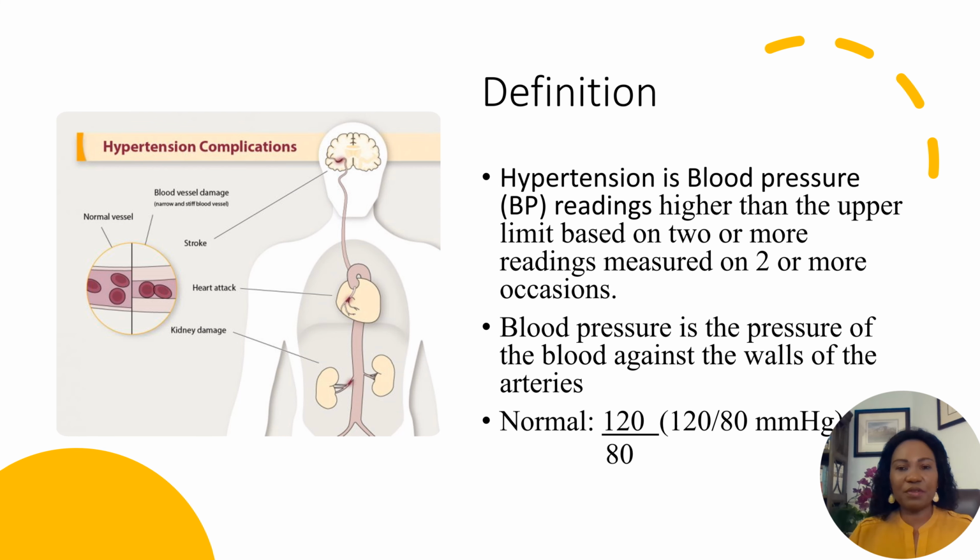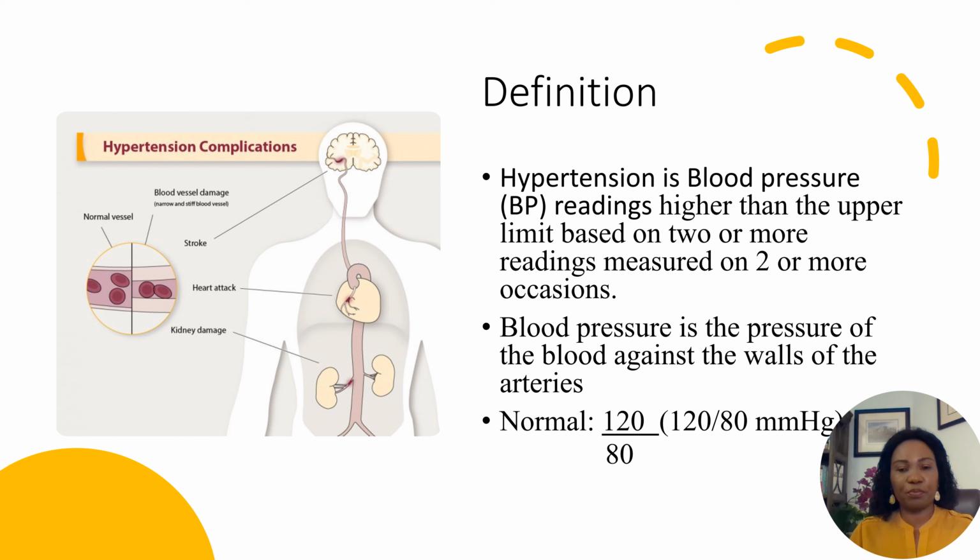All right, we're beginning with the definition of hypertension. Hypertension is blood pressure readings which are above or higher than the upper limit based on 2 or more measurements, okay, on 2 or more occasions. All right, so consistent high blood pressure readings.